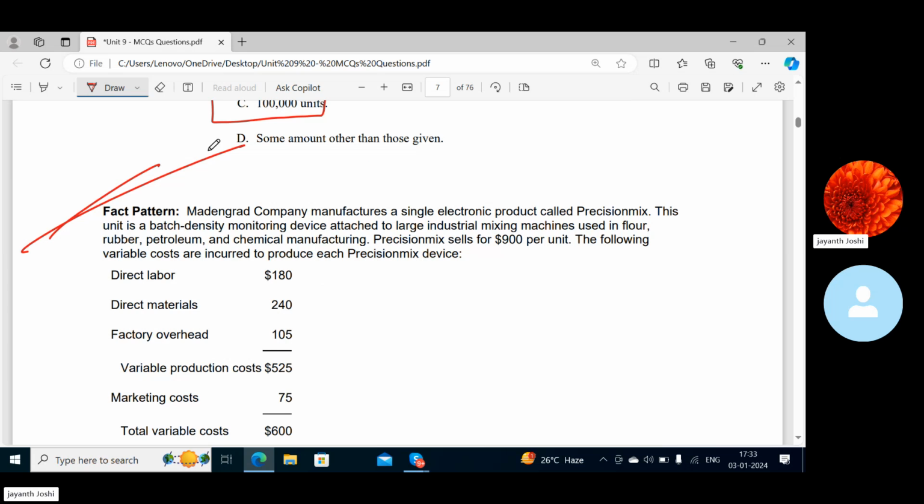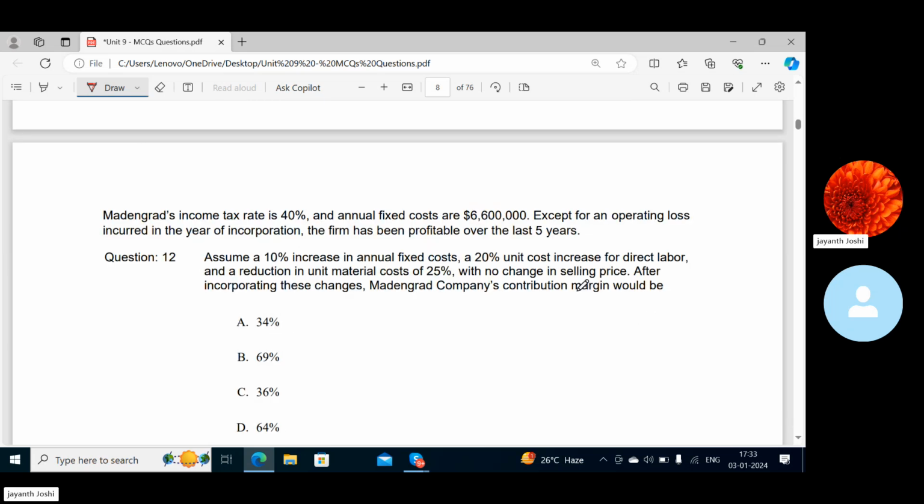Madengrad company manufactures a single electronic product called Precision Mix. I think we have also seen this question, right? This unit is a batch. Is it a repeated question? Let's see what they're asking. They're asking contribution margin. Okay, no problem, let's see what the question is.